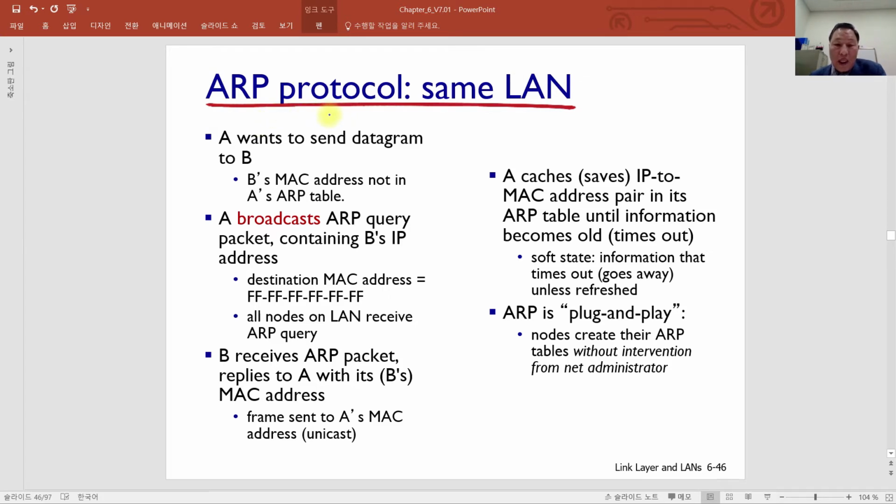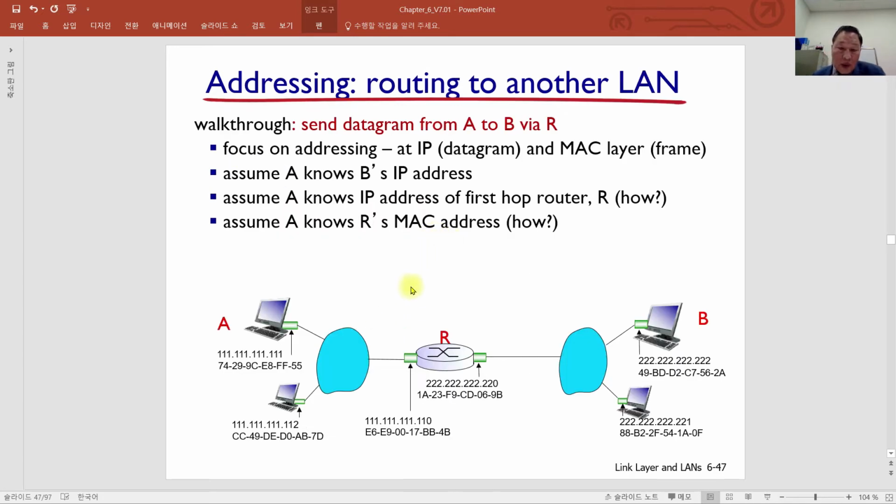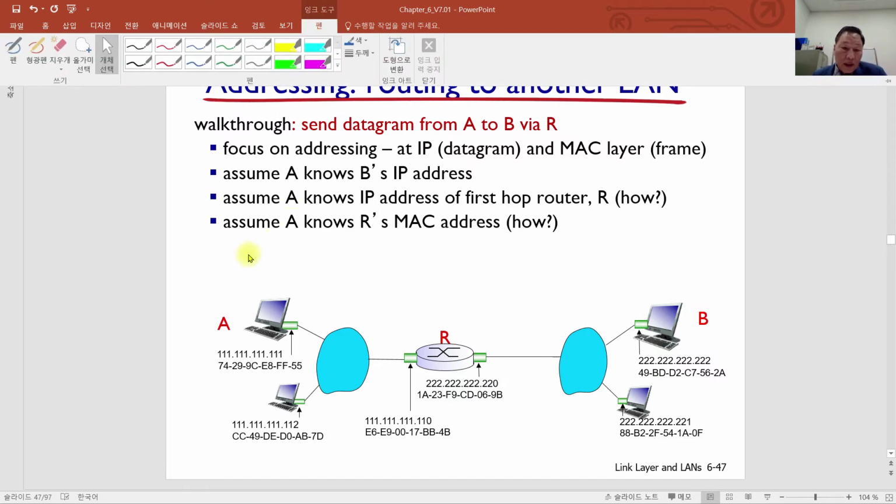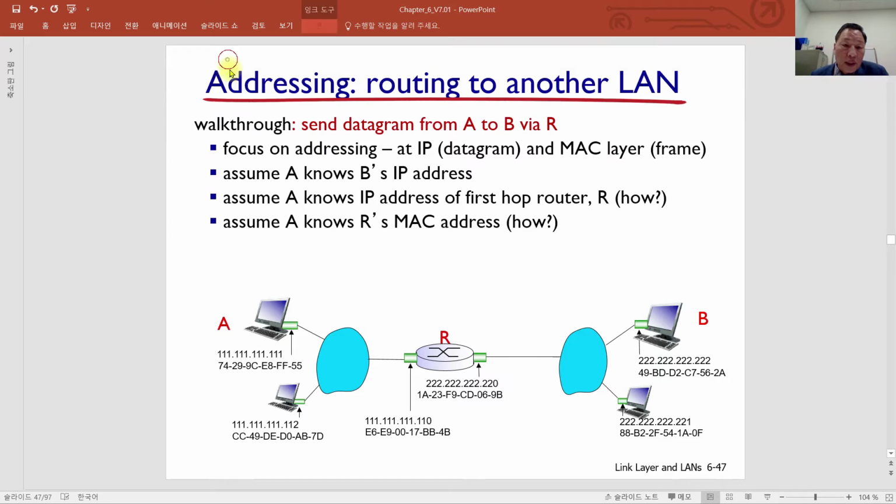Still we are learning about the ARP protocol. Let's look at the ARP protocol in the same LAN, which is much simpler than the remote LAN configuration. How does it work? A wants to send a datagram to B, but B's MAC address is not in A's ARP table. Instead of this one, let's look at the following one first. Even though this one uses two different subnets, we'll focus on the same LAN first. Later, we'll expand to a different subnet.